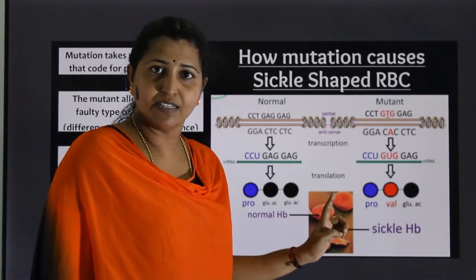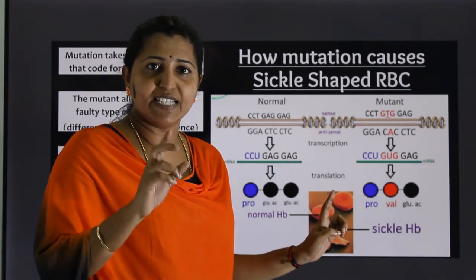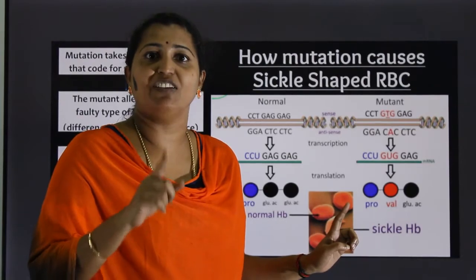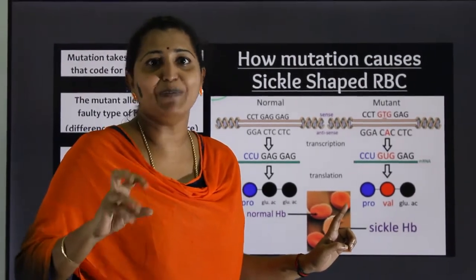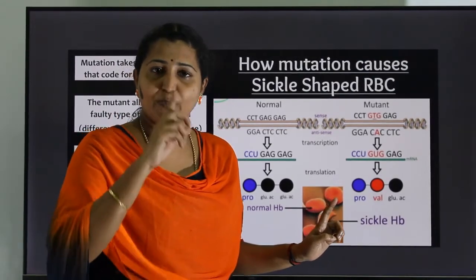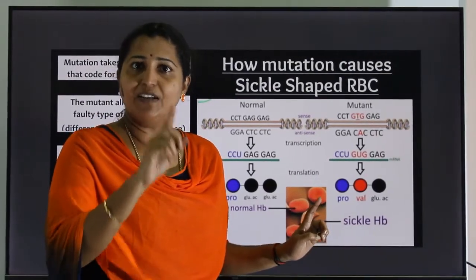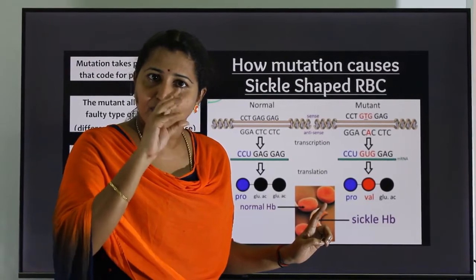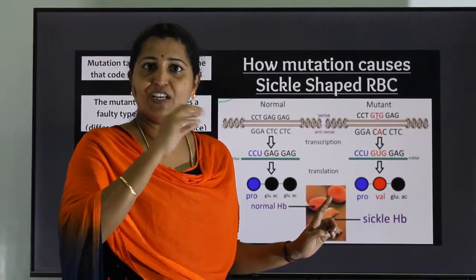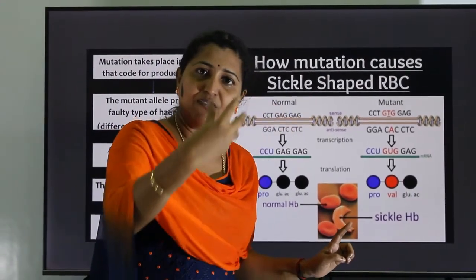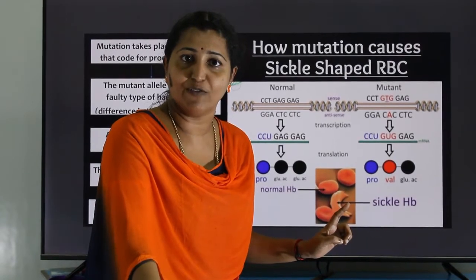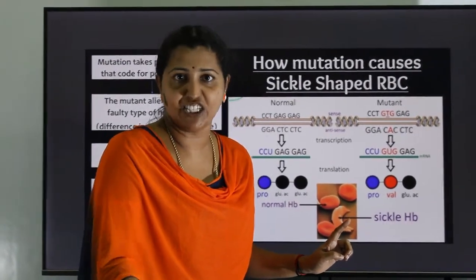Is it clear, students? If there is a change in the base sequence of a gene, where will it be reflected? It will be reflected in the protein produced. Here we can see the gene for the production of hemoglobin protein. In that place, what has taken place? Gene mutation. Because of that mutation, what type of hemoglobin is produced? A faulty type, and it is sickle shaped.